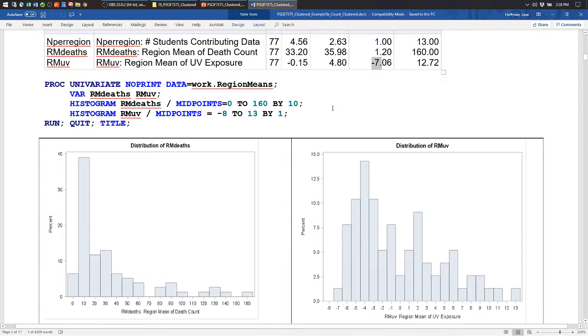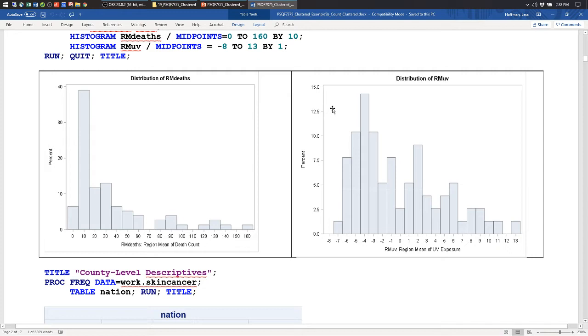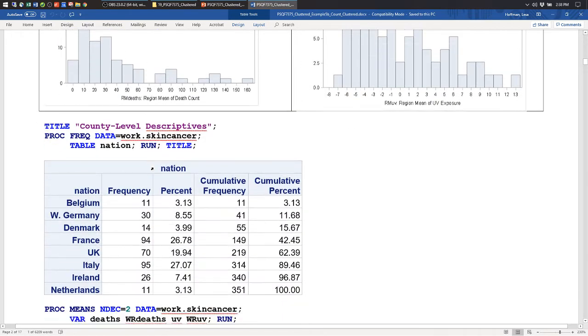So here are graphs of the region level variables. Deaths is on the left side, and UV exposure as the predictor is on the right. So even at the region level, we see quite a bit of skewness in the level 2 information.